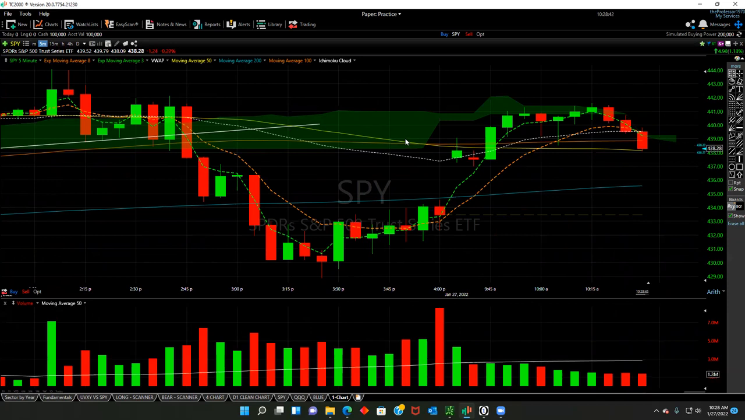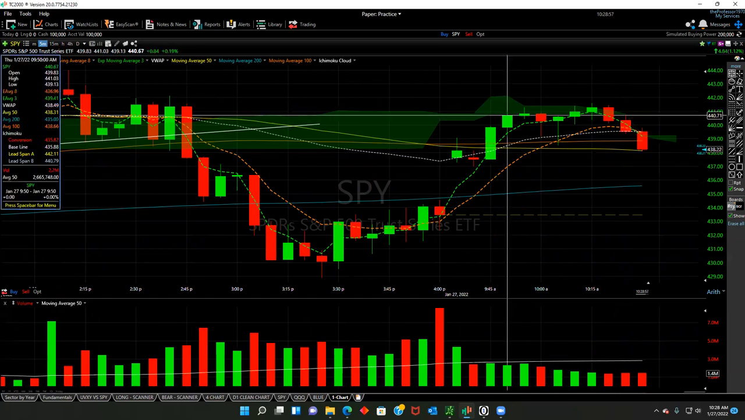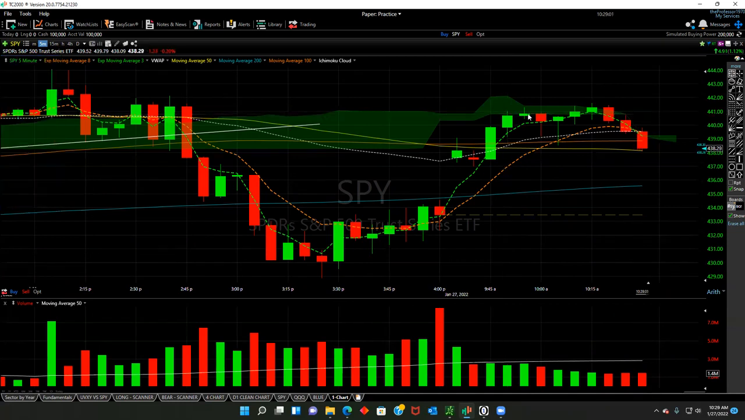It's pretty narrow. The narrower a cloud is, the more likely it is to trade through. The thicker the cloud, the more resistance the bottom of the cloud or the top of the cloud will provide. So here we have the SPY on a 5-minute basis. You can see it traded right to the bottom of this cloud, 440.80, and just kind of hovered.